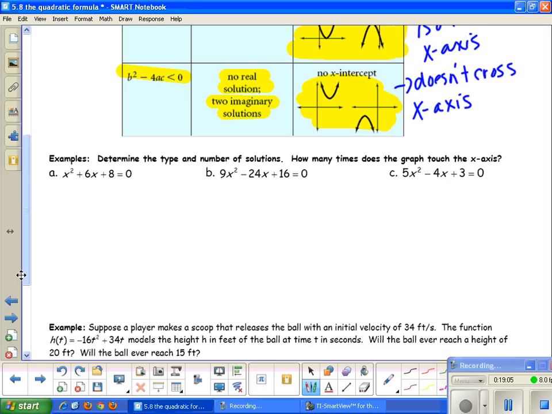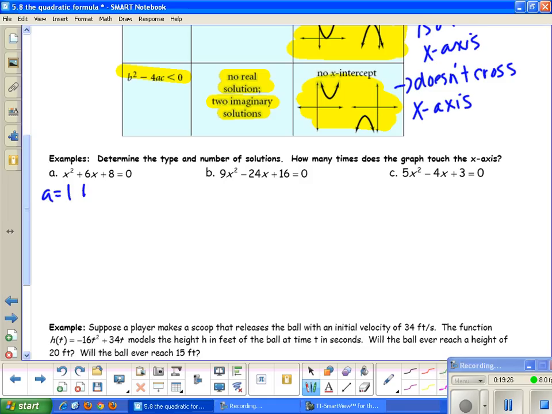So for example, it says determine the type and number of solutions. How many times does the graph touch the x-axis? So for this one, since it just says determine the type and number of solutions and how many times we cross the x-axis, we don't have to do the entire quadratic formula. If instead the question said to solve and find the solutions, then I would. But in this case, I don't.